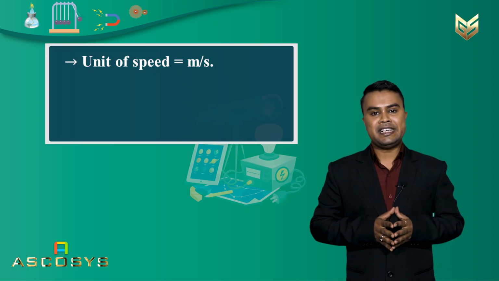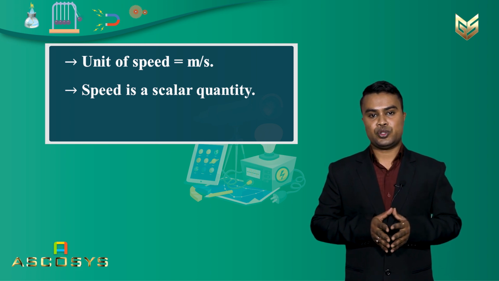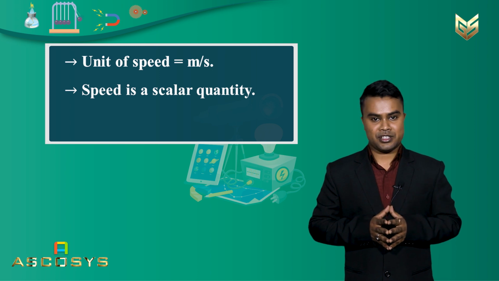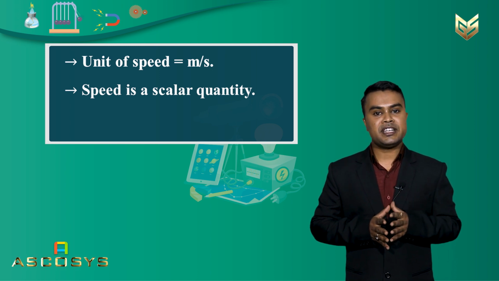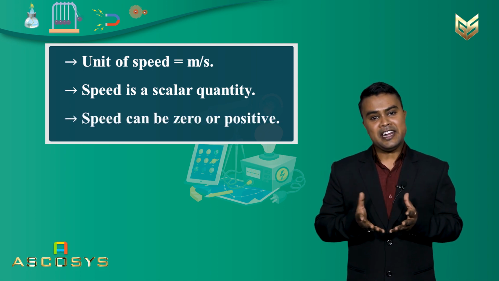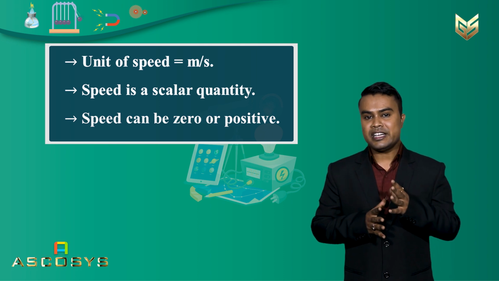The unit of speed is meter per second. It is a scalar quantity, which is to say that it can only measure magnitude, not direction. Speed does not have a specific direction, like distance. It can be 0 or positive. For a scalar quantity, it can only be 0 or positive. We have already discussed it. So students, you have learned what speed is, what the unit of speed is, and why it is a scalar quantity. These are required to do many numericals, so keep that in mind.